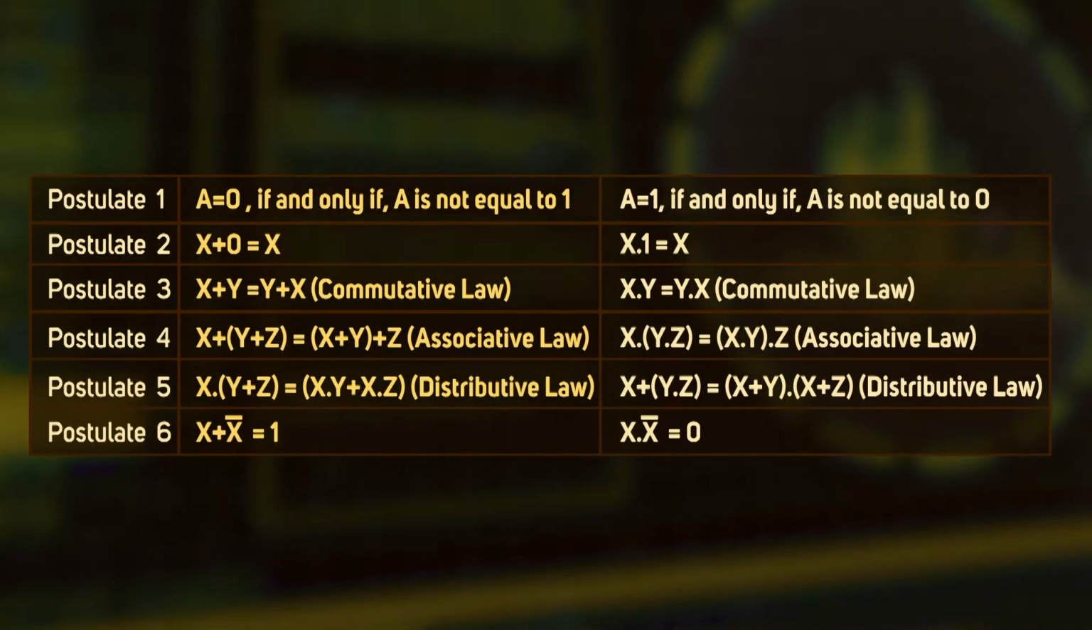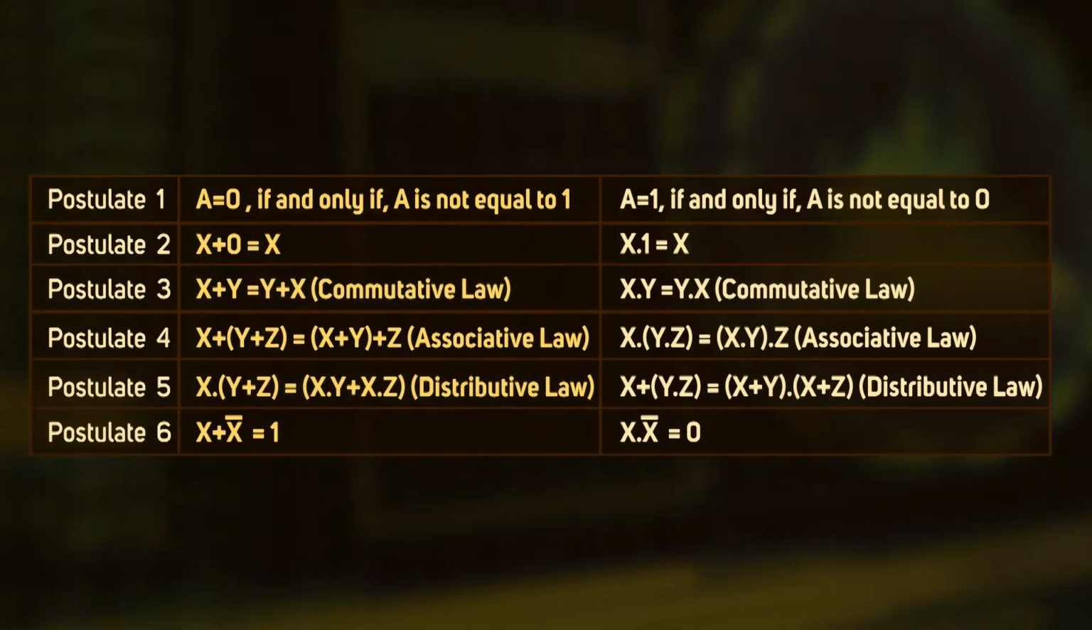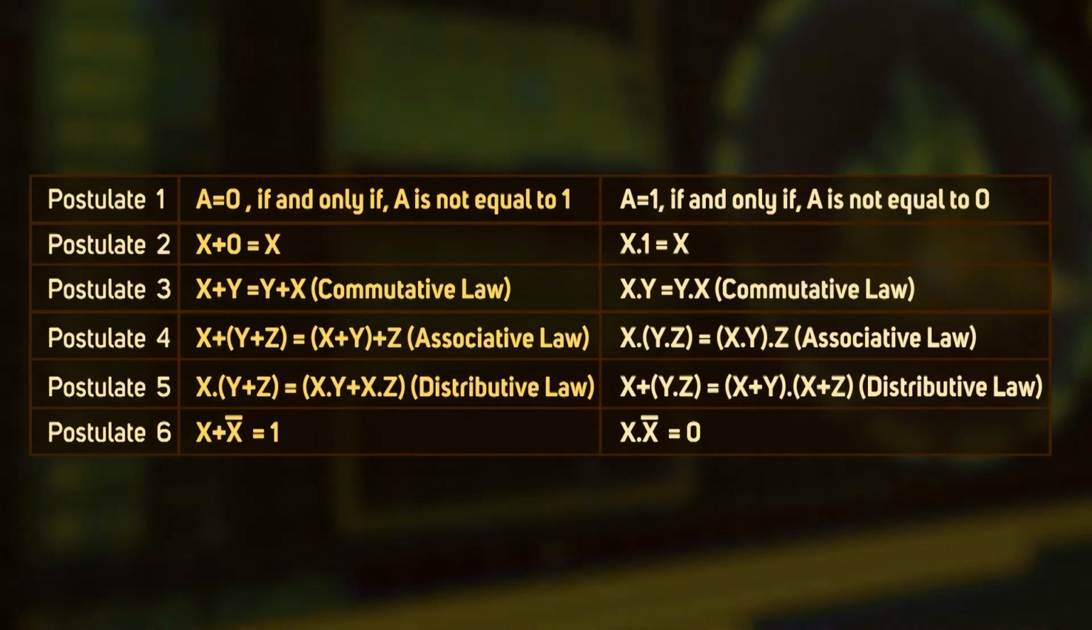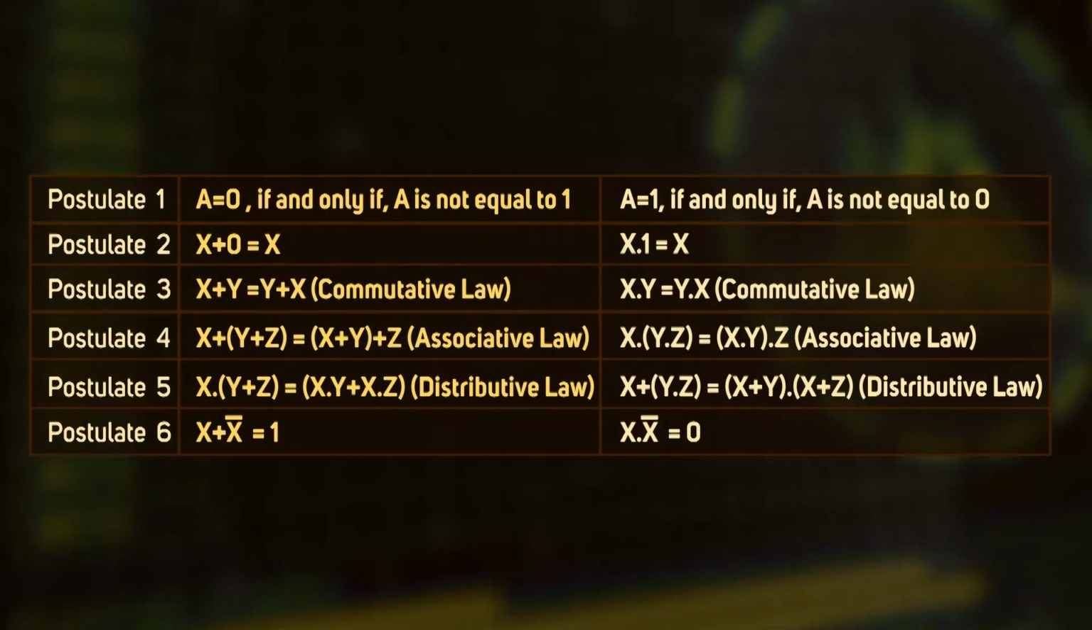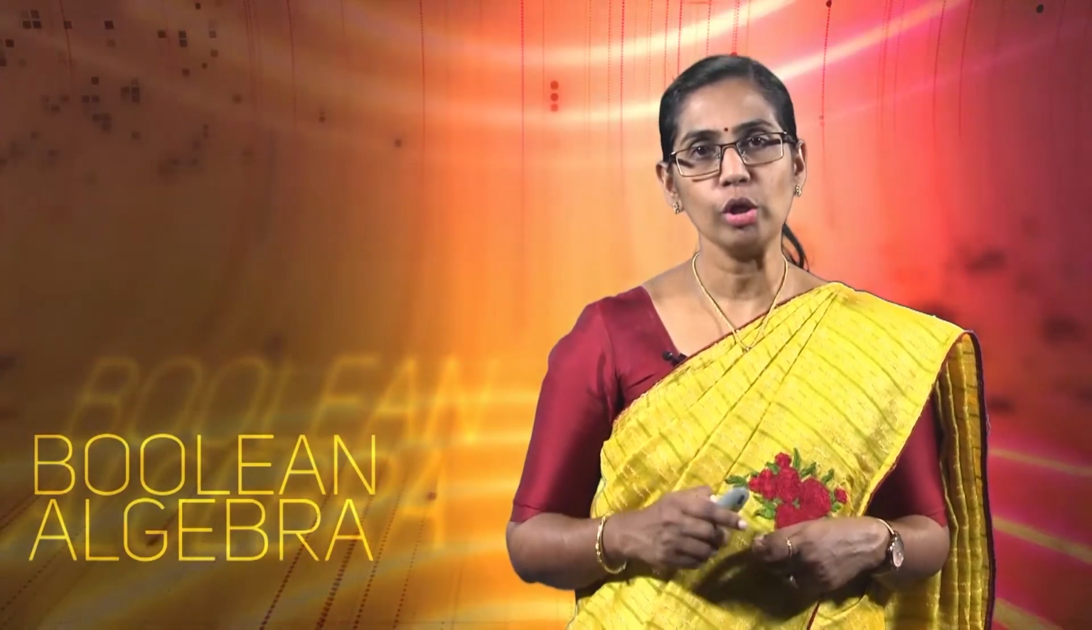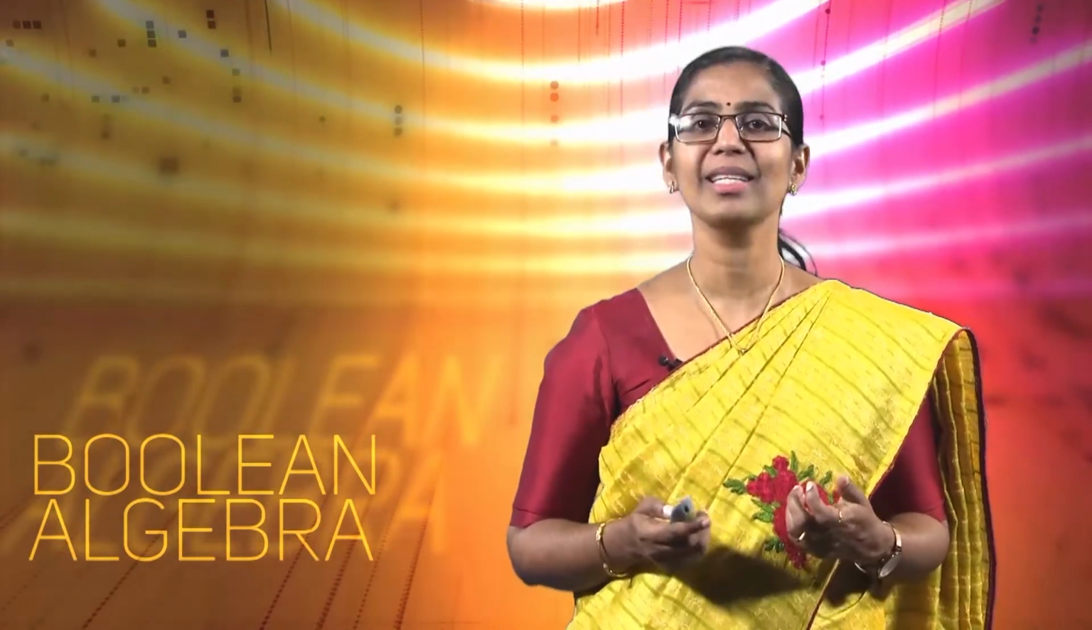Column 3 is obtained from column 2 content by interchanging ones and zeros and then plus and dot, and vice versa. This is the principle of duality. A precise duality exists between the operators AND, OR and the digits 0 and 1. In the same way, you can obtain the dual of any Boolean theorem or postulate. Also, when we prove a theorem, we don't need to prove its dual because it exists.